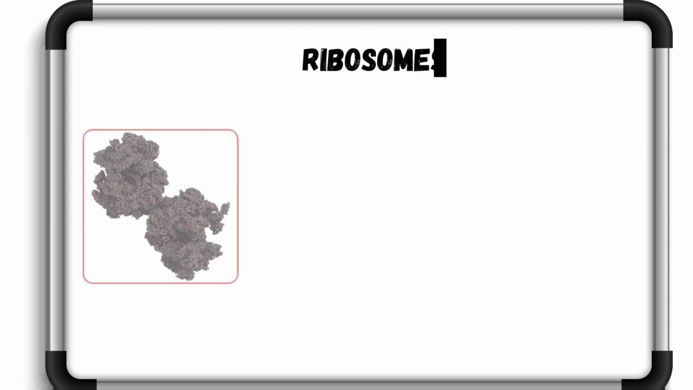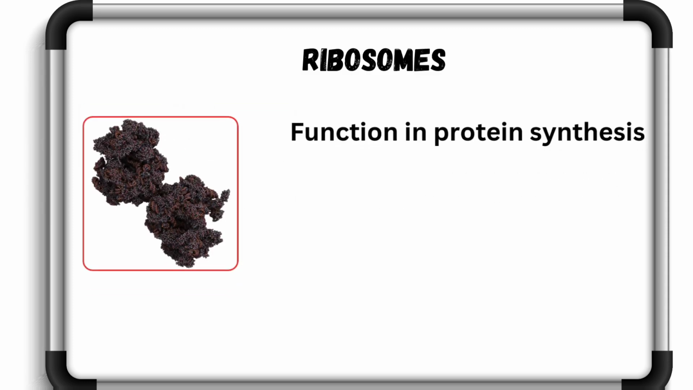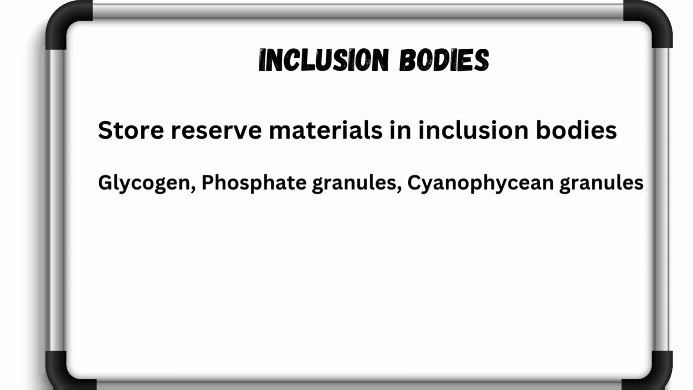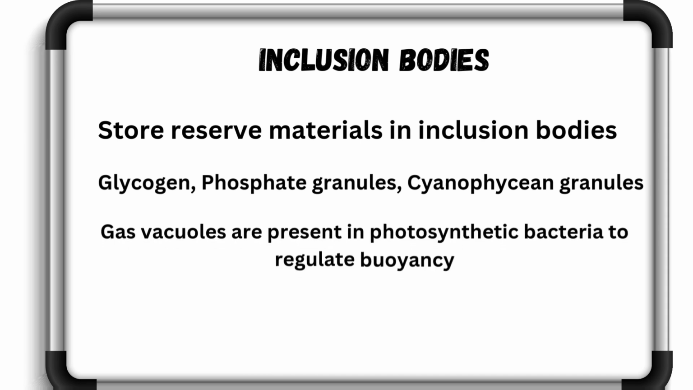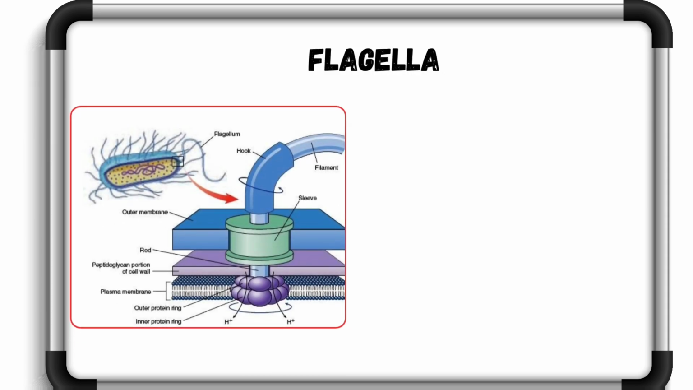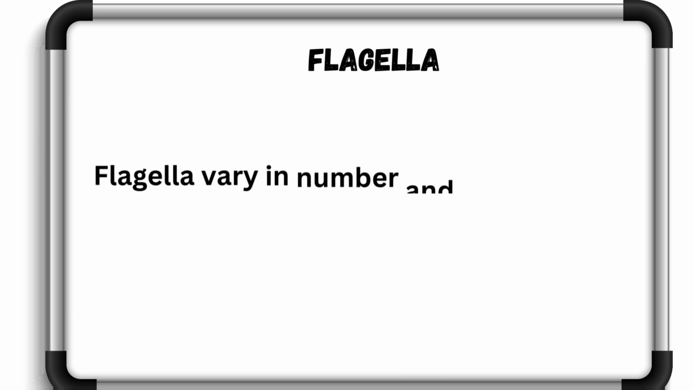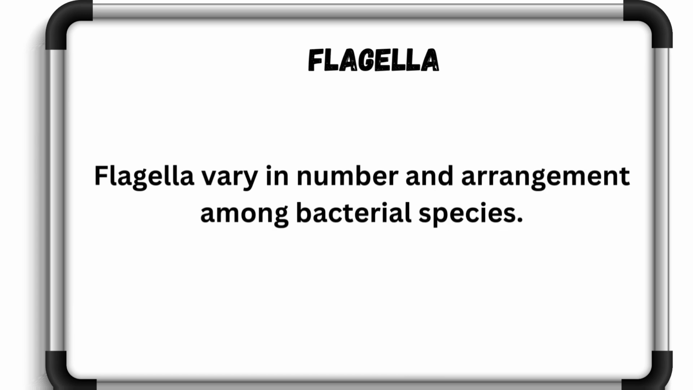Ribosomes, these non-membrane bound organelles are involved in protein synthesis. In prokaryotes, they are made of 50S and 30S subunits, forming 70S ribosomes. Prokaryotes also have storage structures called inclusion bodies, which contain reserve materials like glycogen, phosphate granules, and cyanophycin granules. Some bacteria even have gas vacuoles, which help them float in water. For movement, many bacteria use flagella, thin whip-like structures made of 3 parts: filament, hook, and basal body. The number and arrangement of flagella vary across different bacterial species.